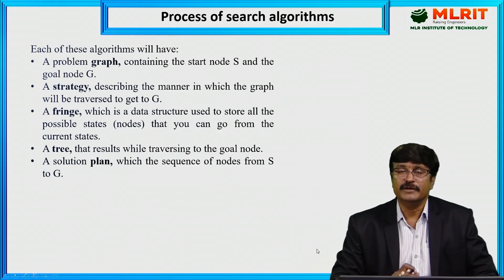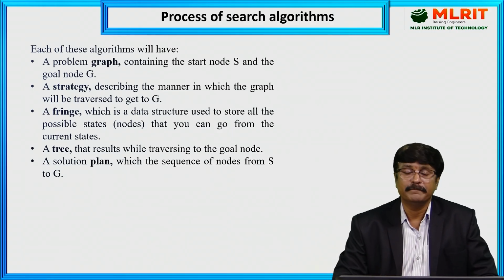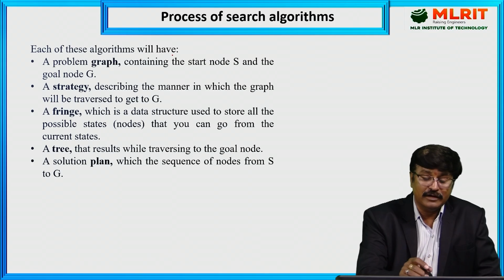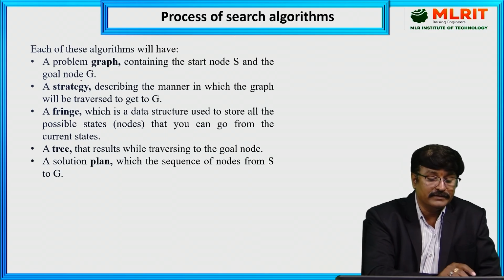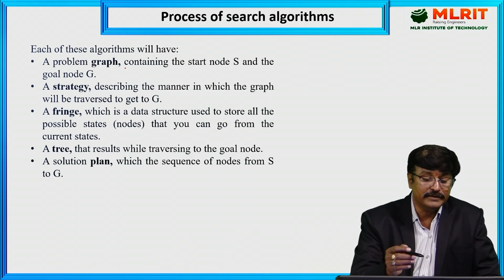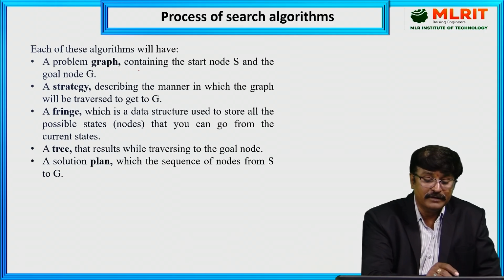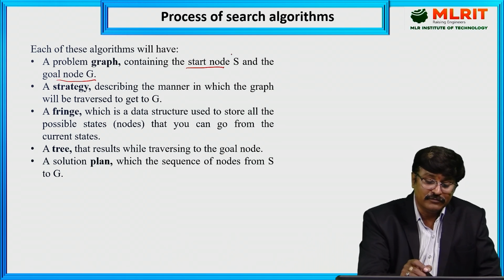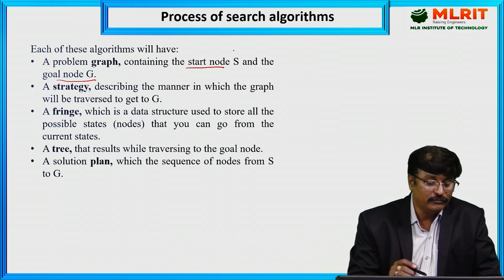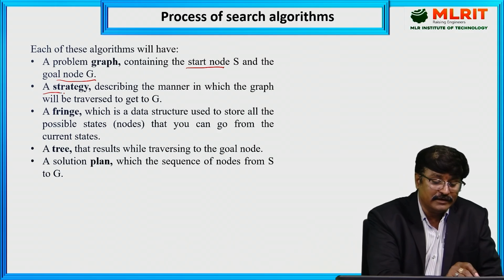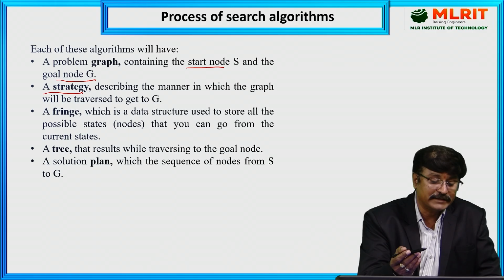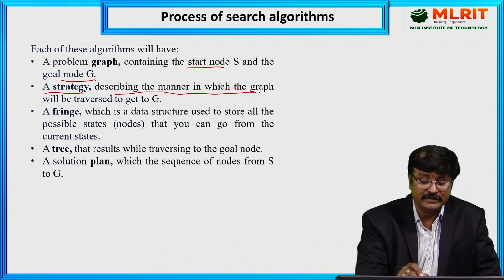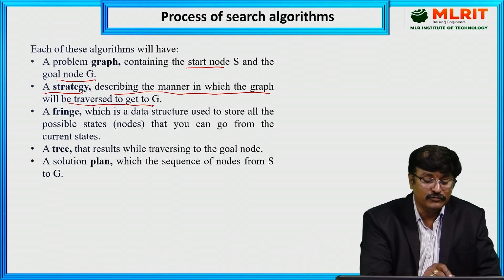Then coming to the process of search algorithms, how it is going on. In each of these uninformed search algorithm processes, you have a problem graph, a tree traversal graph. Based on that, a problem graph is there containing the start node S and the goal node G. We have a starting node and a goal node, and how you have to achieve the goal. A strategy you are applying: in uninformed search, there are various strategies or algorithms, and based on which strategy you are applying, it describes the manner in which the graph will be traversed to get the goal node.